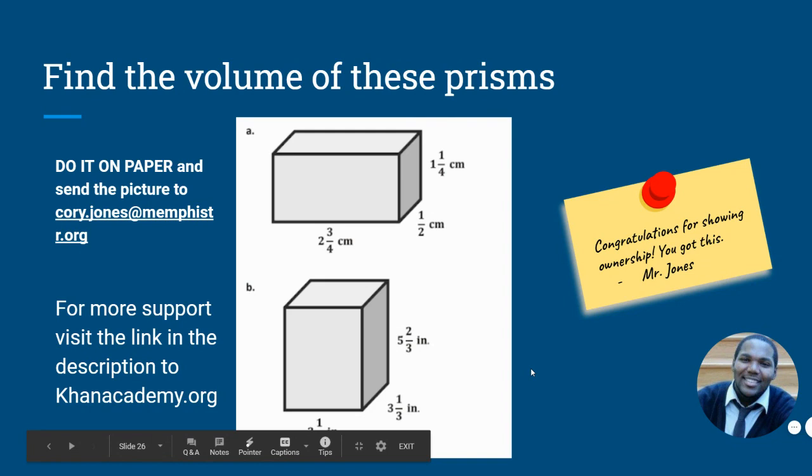Lastly, I want you to practice this. All right, here are just 2 prisms with fractional side lengths. I want you to practice these, do it on paper, and send it to my email. And you see my email right here. All right, and for more support, you can visit the link in the description of the video. The Khan Academy videos are there, and you'll be able to see this lesson done by Khan and others like it.